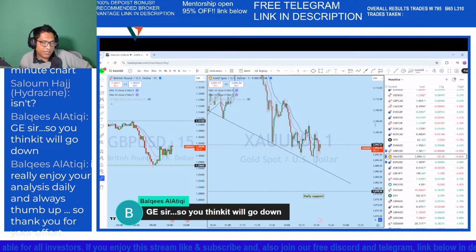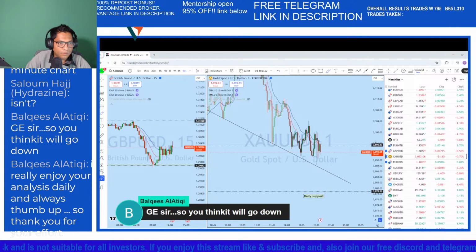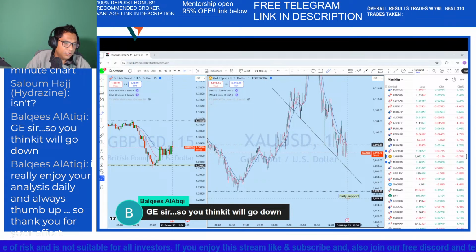We can see it's still in a sideways zone. We see this still in a sideways, and we could see the market break below here to that support level.